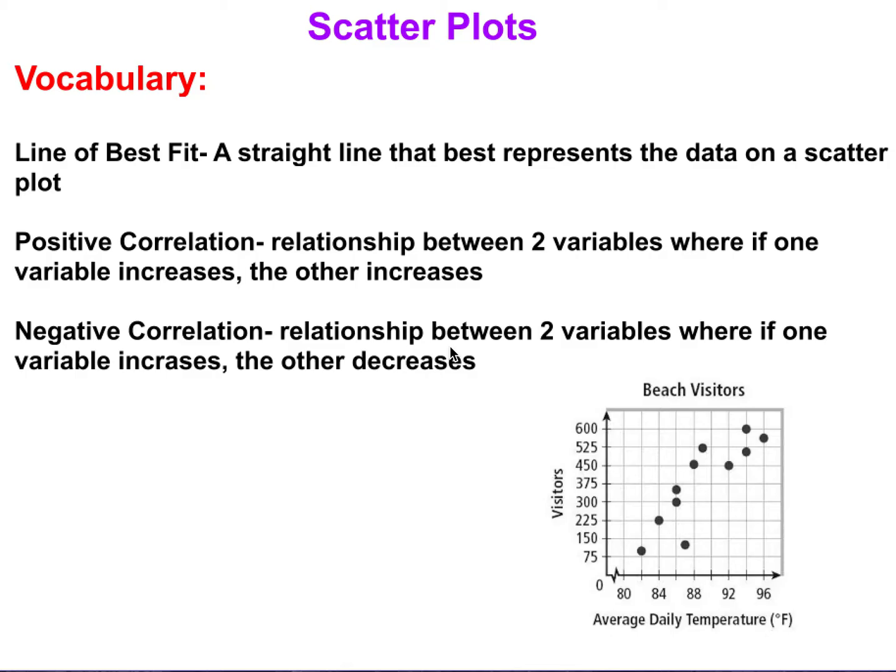All right, so first you need to know a little bit of vocabulary terms for scatter plots. So we have the line of best fit, positive correlation, and negative correlation. And so we're going to be talking about all three of those things today.